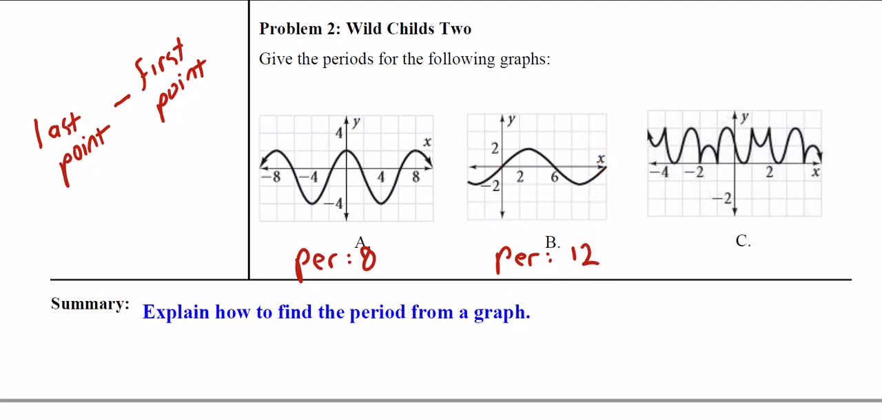Graph C. I am the night. Batman. I am Batman. Okay, I got too excited there.